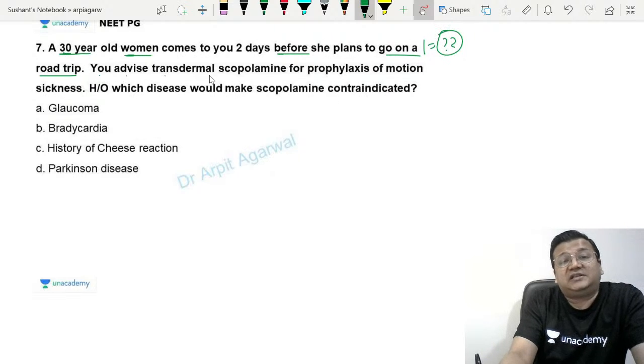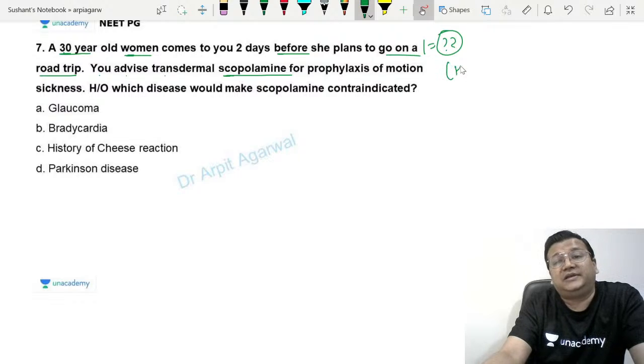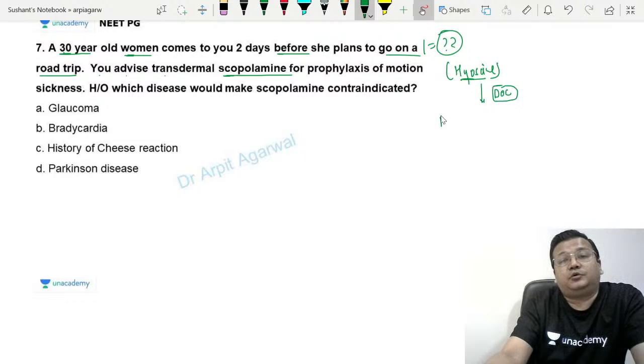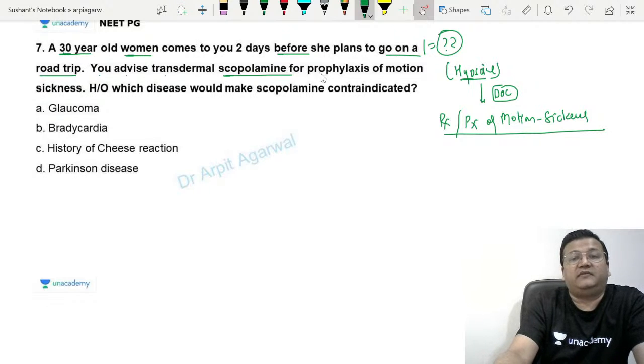You advise transdermal scopolamine, also known as hyoscine. Hyoscine, we all know, is drug of choice for both treatment as well as prophylaxis of motion sickness. So that is what the doctor has correctly prescribed. Transdermal patch can be given for prophylaxis of motion sickness.